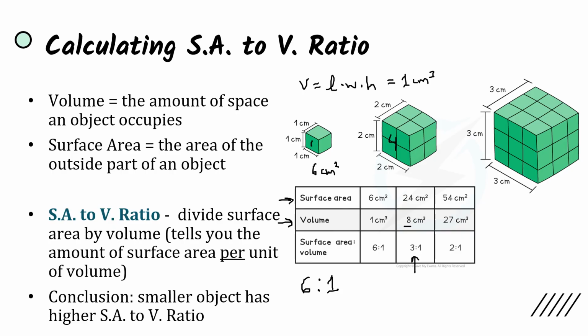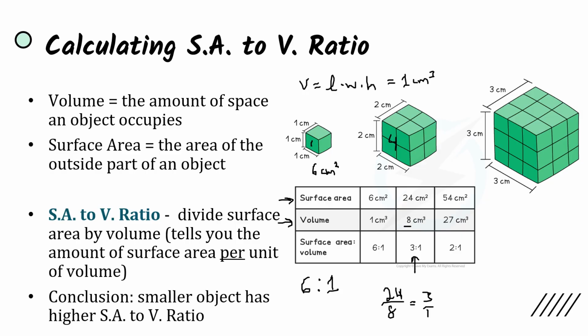24 divided by 8 is the same as saying 3/1. The ratio for this cube with side lengths of 2 centimeters is a 3:1 ratio. So now for 1 unit of volume, there are only 3 units of surface area.